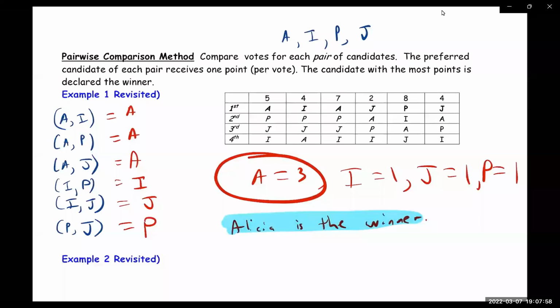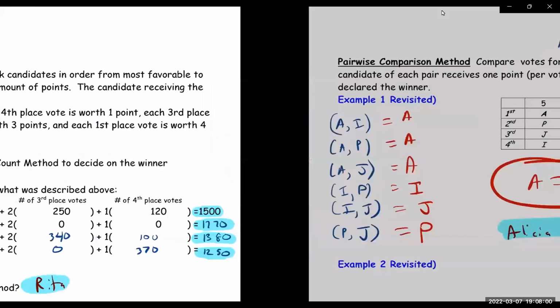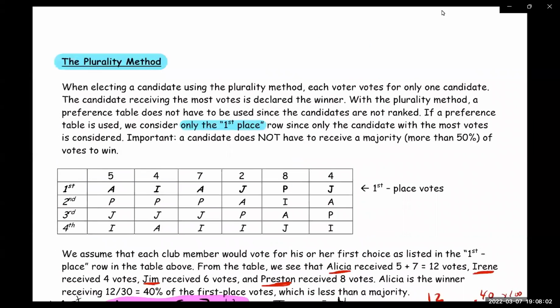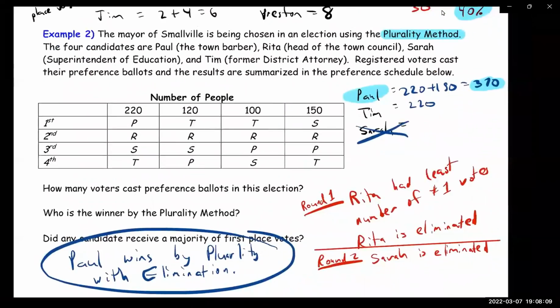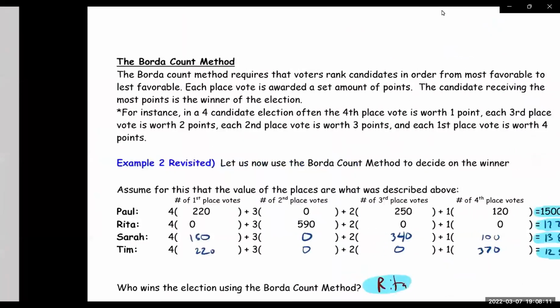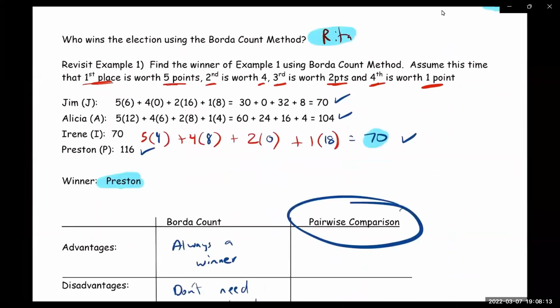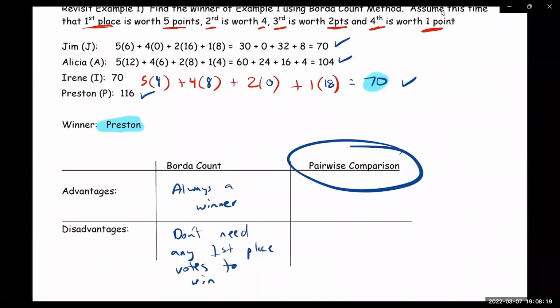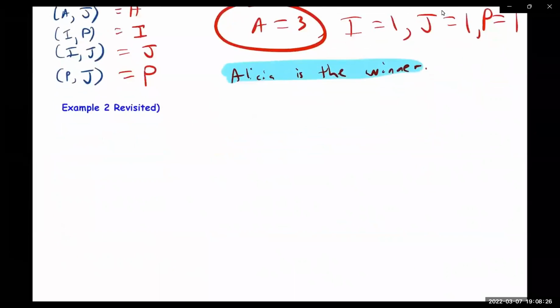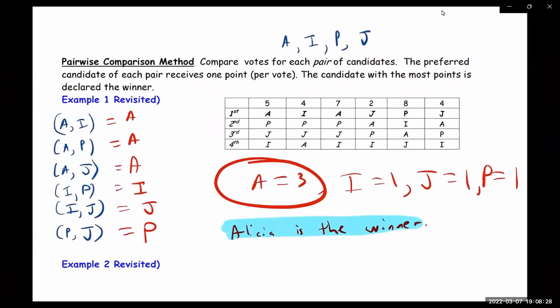Who won the other methods? I forget. Let's see. We go back. The plurality. Alicia won, right? We didn't do Borda count. Oh yeah, we did do Borda count. Borda count. Preston won. Pairwise comparison. Alicia won. So, all right. So let's see. Yeah. That's pretty much it.